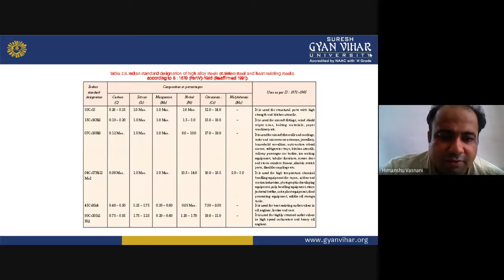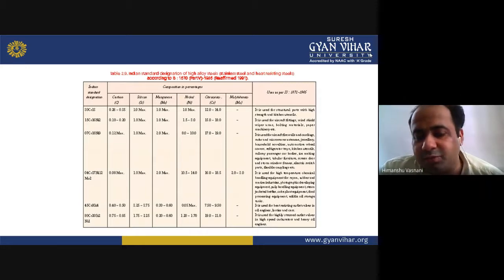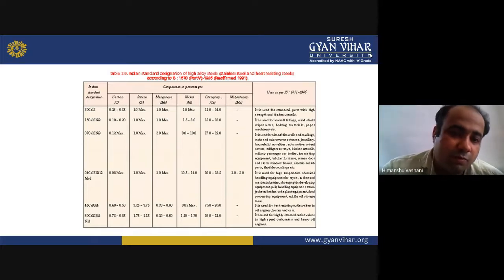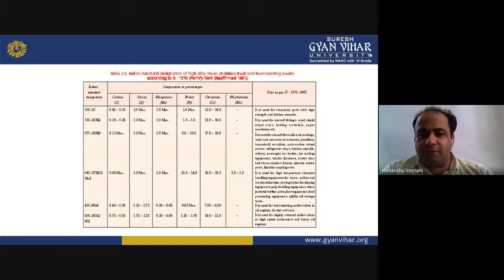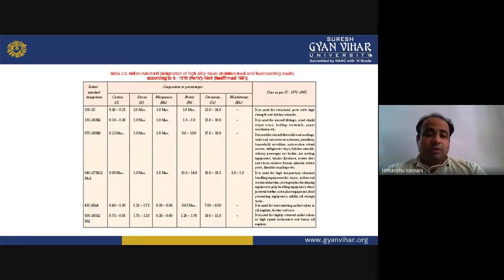Then there's 45 Cr9 Si4. In this, the carbon is 0.4 to 0.5, and silicon is 3.25 to 3.75. Here the percentage of silicon is increased, manganese is 0.3 to 0.6, nickel is 0.005 maximum, and chromium is 7.5 to 9.5. Now the chromium is decreased here and silicon has increased. It is used for heat resistant outlet valves of oil engines of lorries and cars. So the application is quite specific.